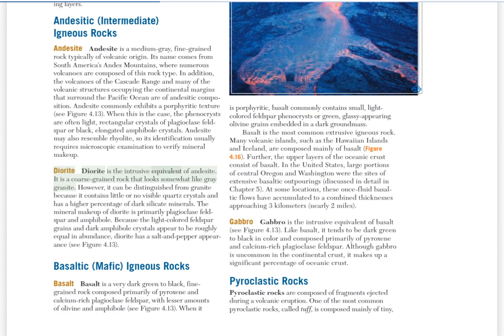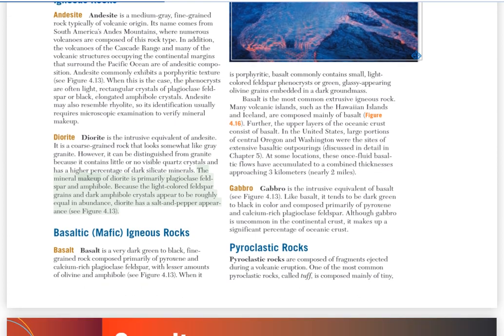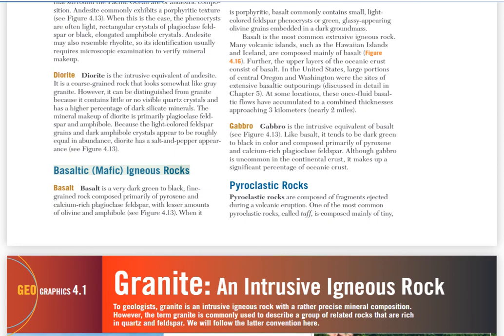Diorite is the intrusive equivalent of andesite. It is a coarse-grained rock that looks somewhat like gray granite. However, it can be distinguished from granite because it contains little or no visible quartz crystals and has a higher percentage of dark silicate minerals. The mineral makeup of diorite is primarily plagioclase feldspar and amphibole. Because the light-colored feldspar grains and dark amphibole crystals appear to be roughly equal in abundance, diorite has a salt and pepper appearance. Basaltic igneous rocks.